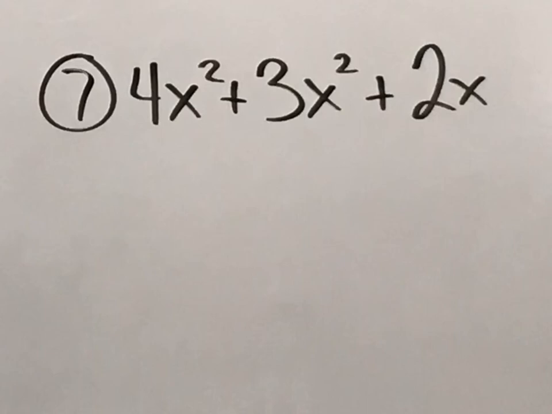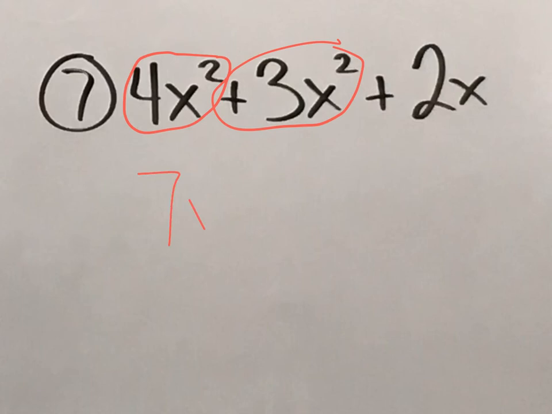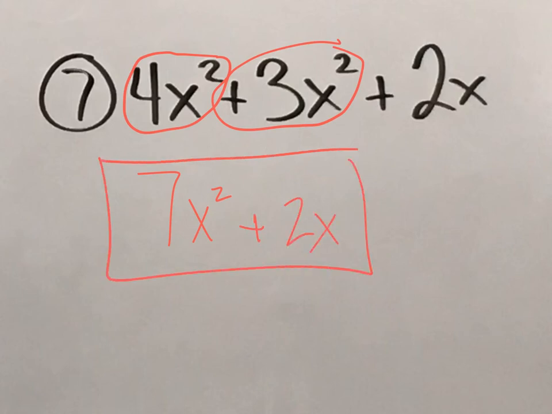7 is combining like terms, x's with x's, x squares with x squares. I'm going to combine this 4x squared with this positive 3x squared. If you have $4 and you have $3, you're going to have a total of 7 of those exact x squares. You're just adding. 4 plus 3 is 7. Bring down the plus 2x. You cannot actually add x squares with x's. Those are different terms, so you just leave it like that. Moving on to number 8.